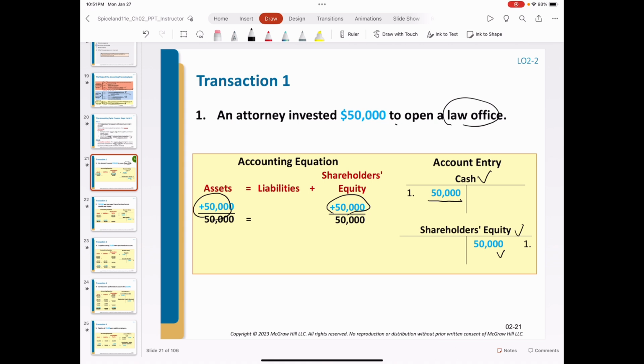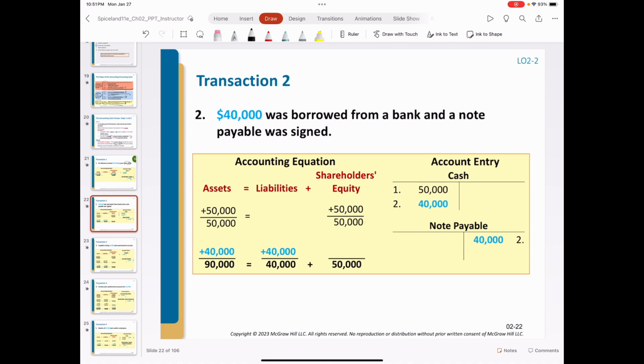That's transaction analysis. Next, $40,000 borrowed from bank and a note payable was signed. In this example, we know the company's asset increases $40,000. We know the asset is cash. Because it is borrowed from the bank, liability increases.